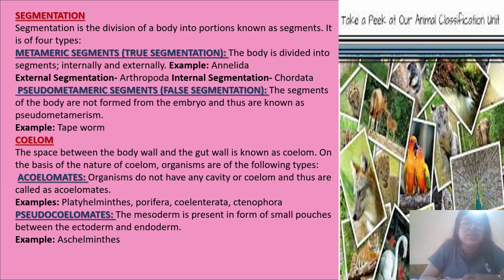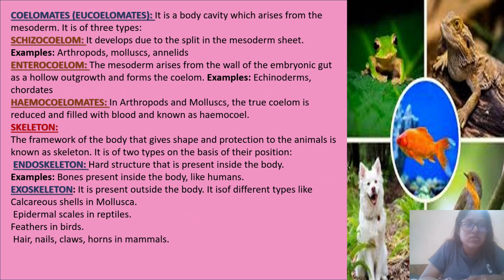Ctenophora. And next, pseudocoelomates. The mesoderm is present in the form of small pouches between the ectoderm and endoderm, that is Aschelminthes. Next, eucoelomates or coelomates. It is a body cavity which arises from the mesoderm. It is of three types: schizocoelom, enterocoelom, and haemocoelomates.